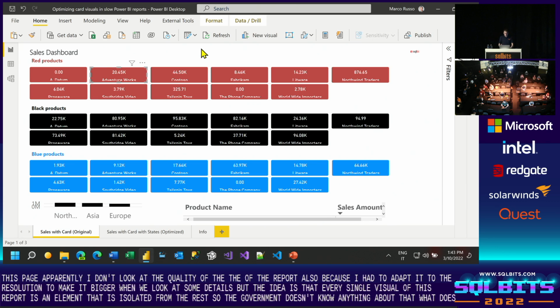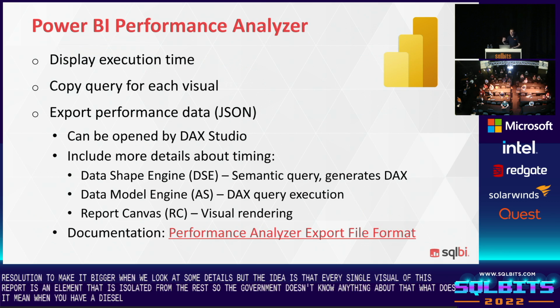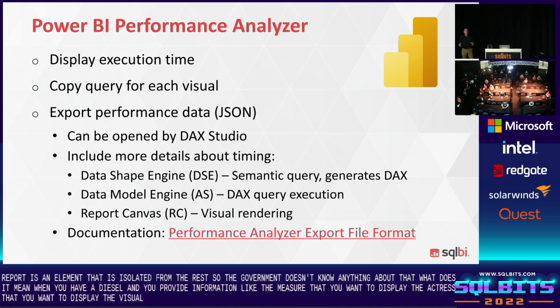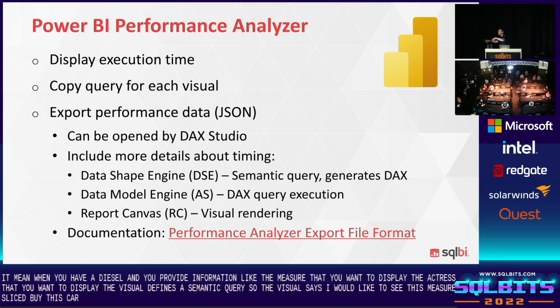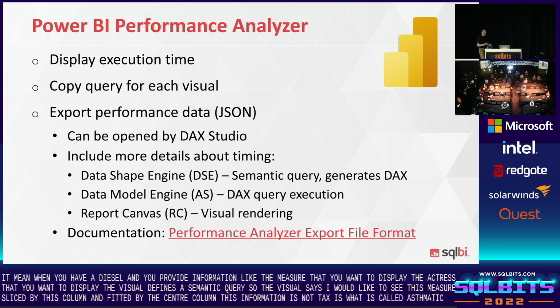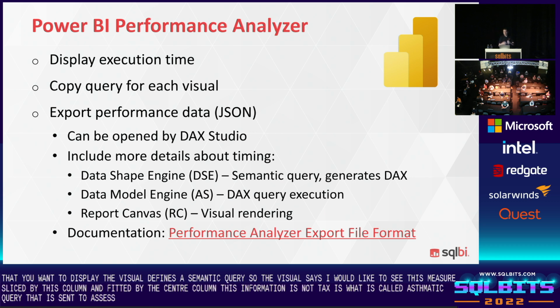What does it mean? When you have a visual and you provide information like the measure that you want to display, the attributes that you want to display, the visual defines a semantic query. So the visual says, I would like to see this measure sliced by this column and filtered by this other column. This information is not DAX. It's what is called a semantic query that is sent to a service that is still in Power BI Desktop, but in case of the service is on the service, that generates the DAX code.